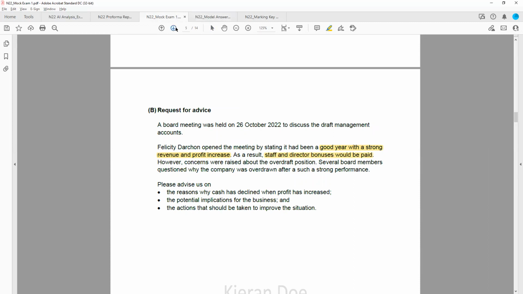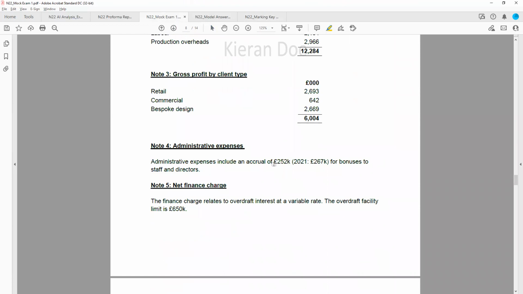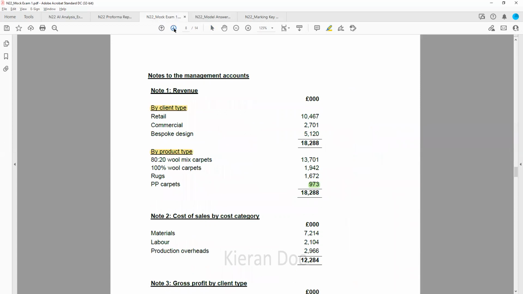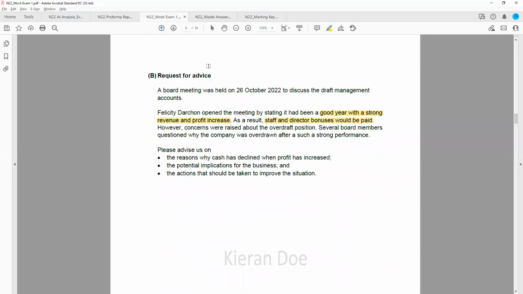Of course, we've got the management accounts. When we looked at admin, of course, we could see that the bonus had been paid. However, concerns were raised about the overdraft position. Several board members questioned why the company was overdrawn after such a strong performance. So, as we thought, there is something kind of cash related here.